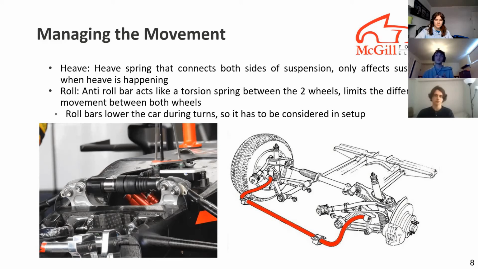Roll, on the other hand, is controlled with anti-roll bars, which are like a torsion spring. You can see it on the right picture that links both sides of the suspension. So when one side compresses, it tries to compress the other side as well, limiting the roll during corners. However, it's important to consider that since we compress both sides at the same time, it can lower the car during turns. So this is to be considered when you set up the car.